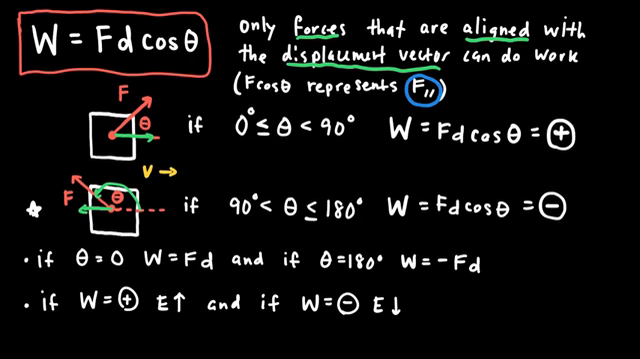And so these last two points are pretty important. If theta equals 0, the cosine of 0 is equal to 1, and so the equation up above turns into F times d times 1, or just F times d.